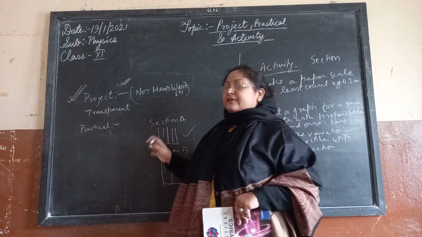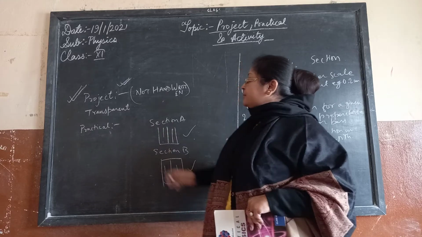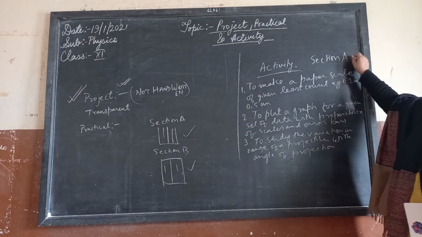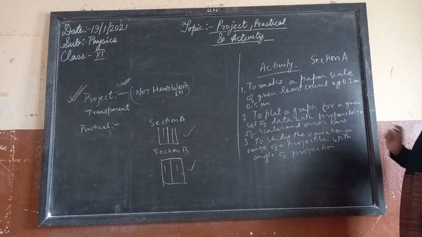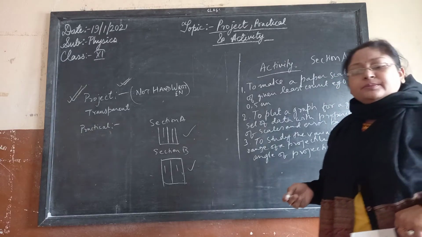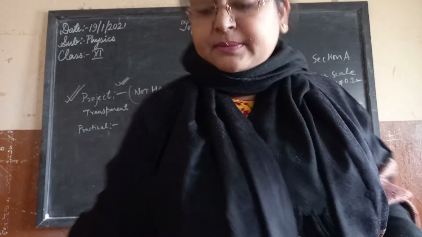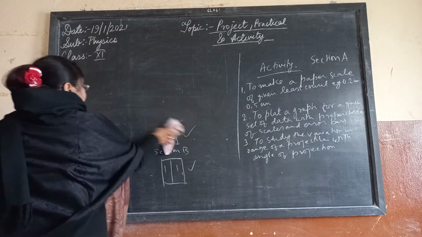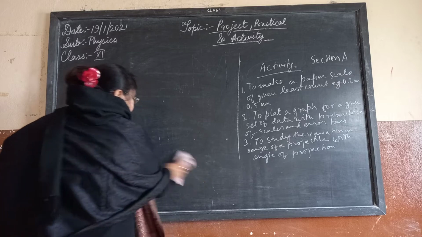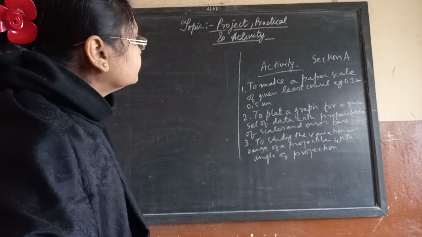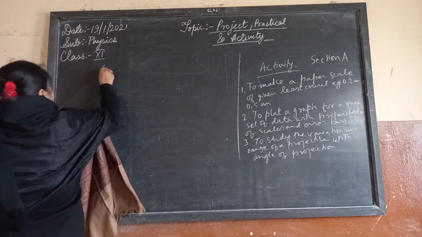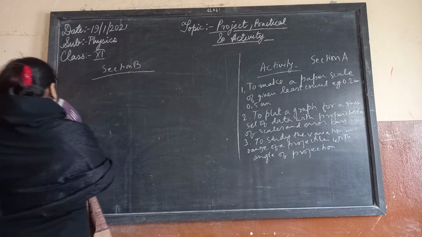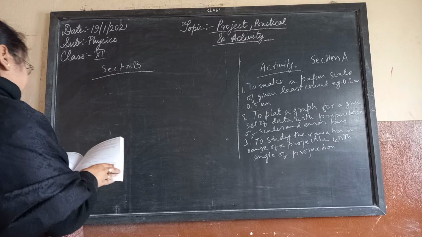So 3 separate files you have to make, one for project, one for practical, and one for activity. In the activity file you have to write down section A activities, and then again section B. How many section B activities are there? Let's see. Section A is also to be completed. Now section B.